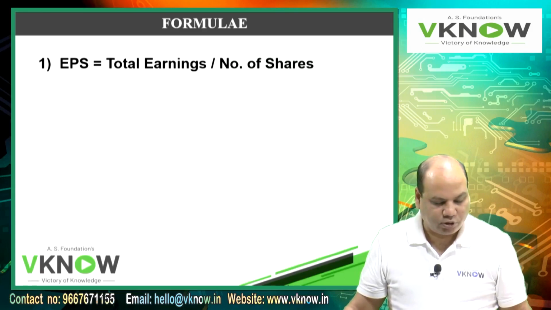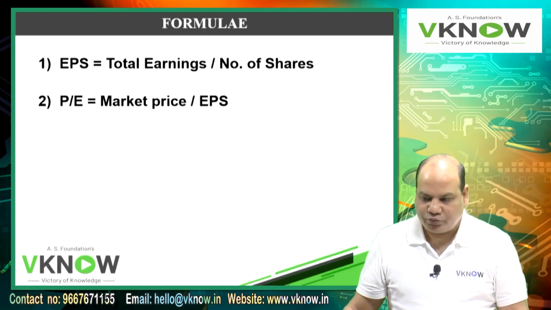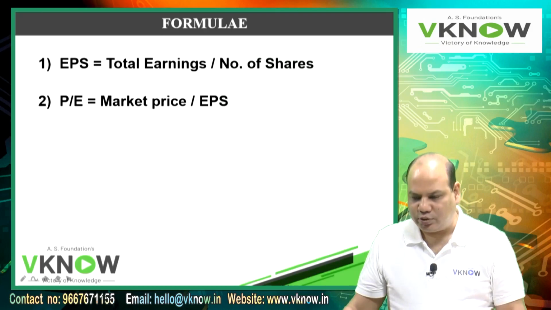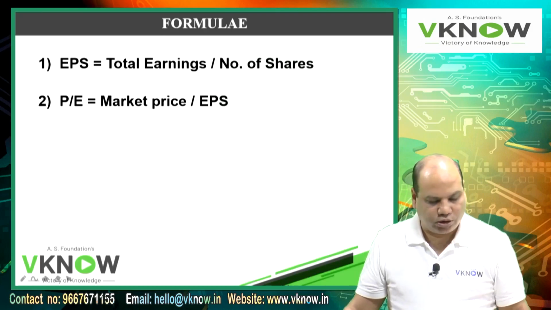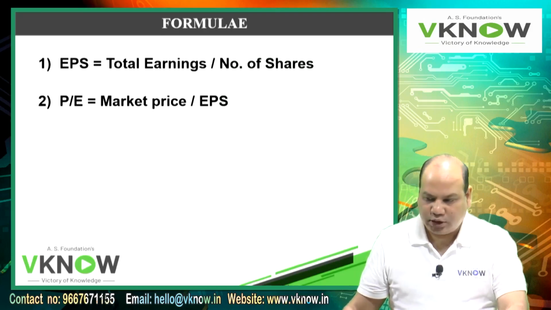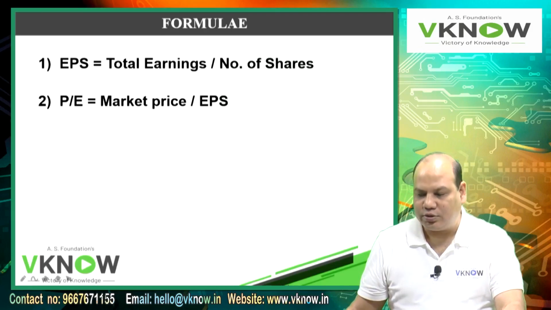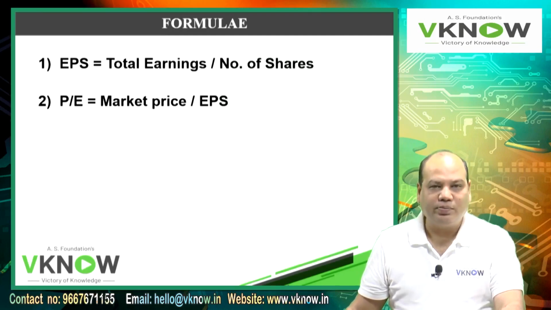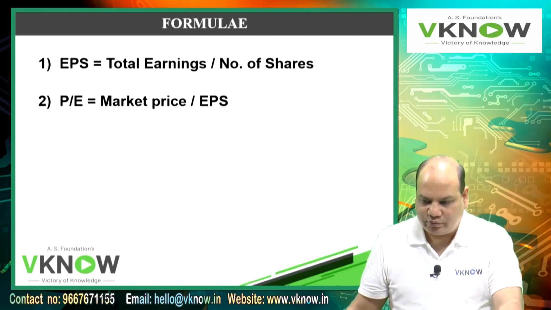First basic formula of this chapter is EPS. What is EPS? EPS means total earning divided by number of equity shares. And how do you get total earning? It is earning after tax minus preference dividend.